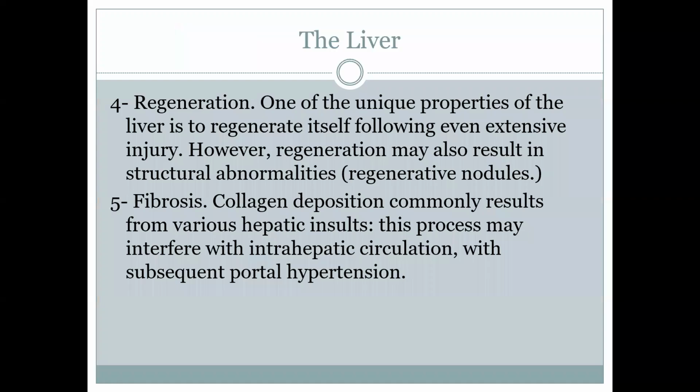Okay. All right. One of the unique features of the liver is its ability to regrow after extensive insult or injury to it.